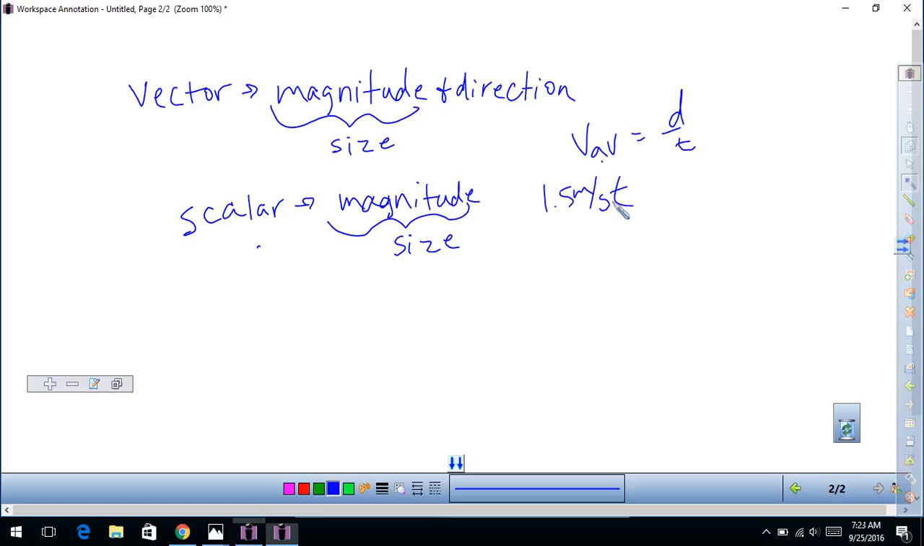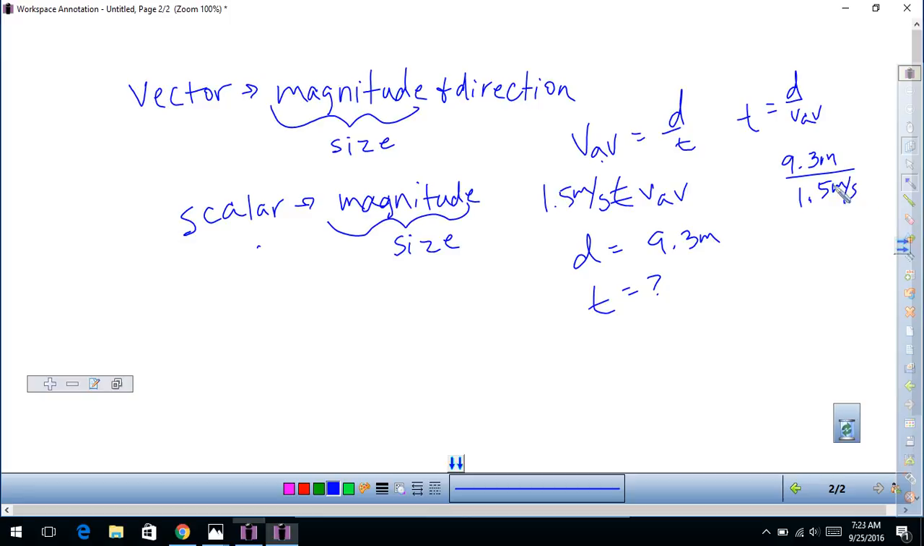That was our average speed. Our distance was 9.3 meters. We wanted our time. So time is equal to distance divided by average speed. So I would have had 9.3 meters over 1.5 meters per second. Notice I'm putting units on every number. Those will cancel. And so if I've done my math correctly and I punch in 9.3 divided by 1.5, I should get the same answer that the teacher gave you, assuming that answer is correct, of 6.2 seconds.